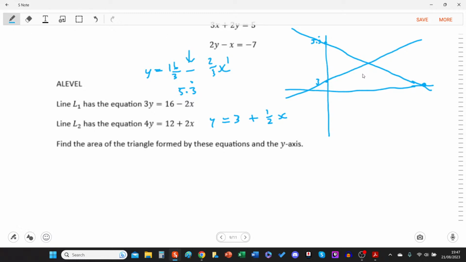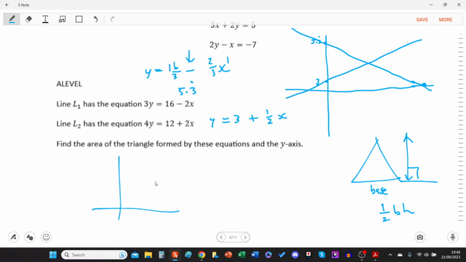And conceptually, we need to find the area of the triangle that's in here. So you may have some thoughts about how to do that. Generally, with a triangle, you need the base and you need a perpendicular height. Okay. And then we say half base times height. What is the base in this triangle?